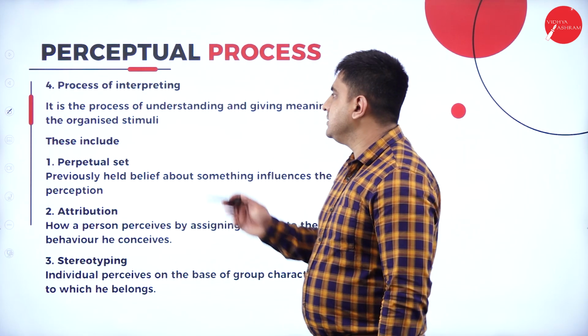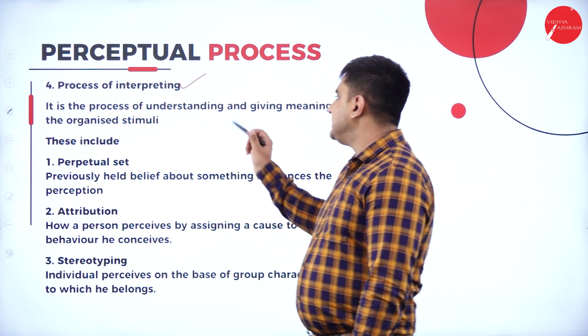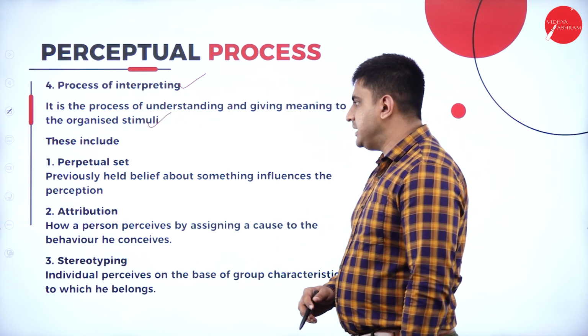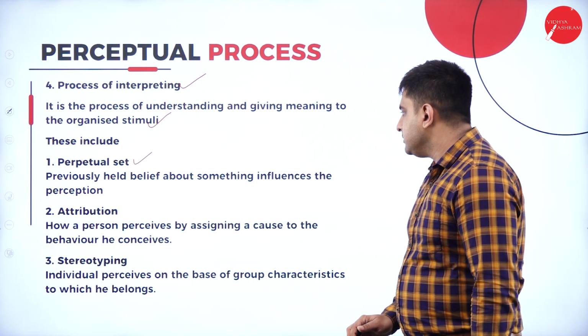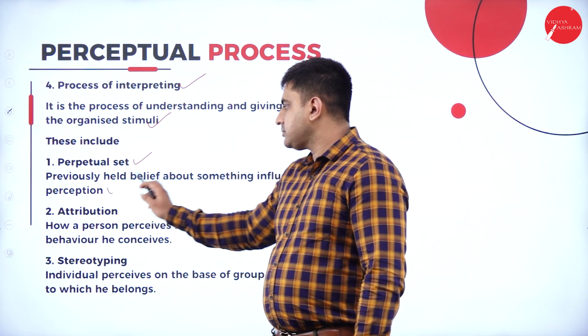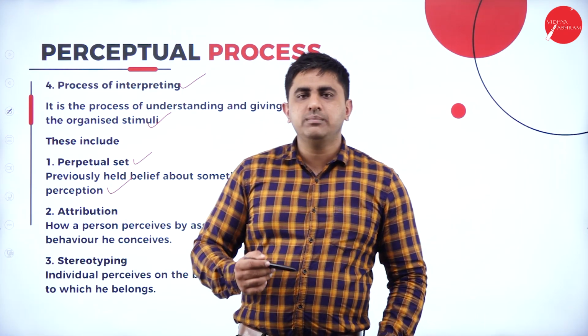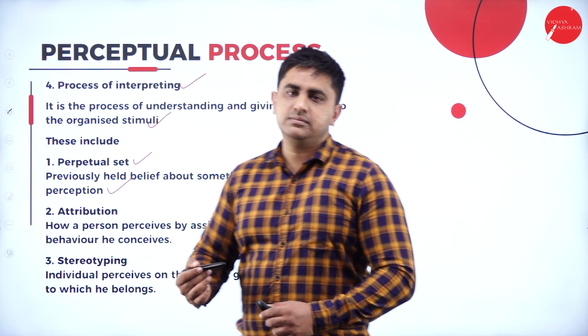The next one is the process of interpreting. It is a process of understanding and giving meaning to the organized stimuli. Like what? Perceptual set. A previously held belief about something influences the perception. What is the meaning of this? Previously you have got some belief about something, and that will influence your present perception.